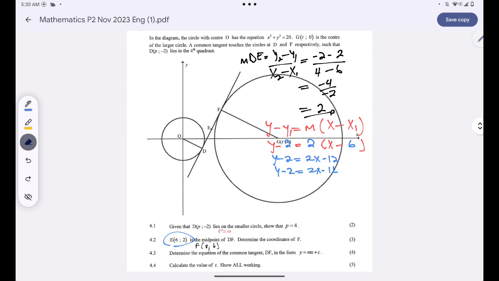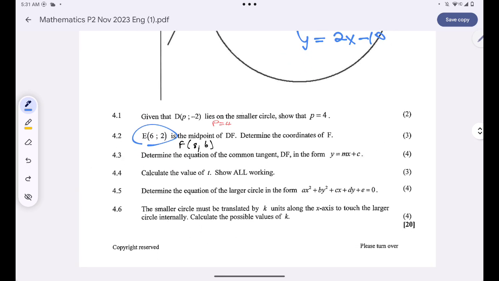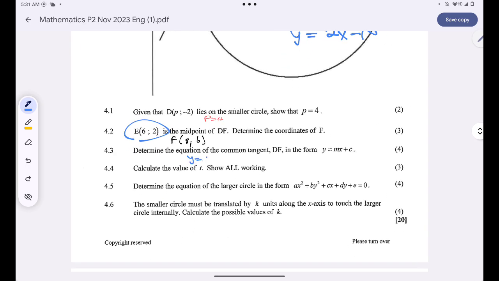Why do I repeat writing the same thing? Then y is equal to 2x minus 10. Are we together? Yeah, y is equal to 2x minus 10. Okay.